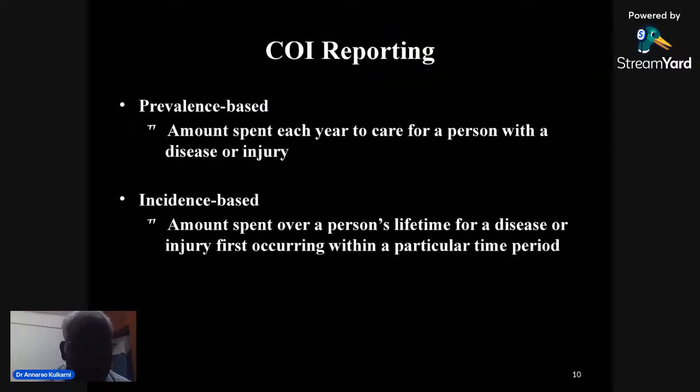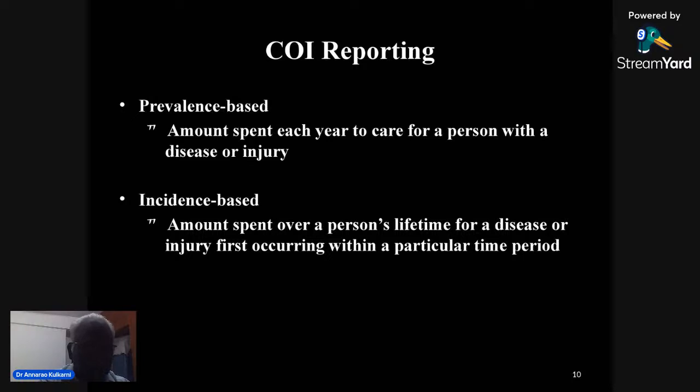Cost of illness analysis can either be prevalence-based or incidence-based. The question underlying the prevalence-based cost of illness analysis is, how much do we spend each year to take care of individuals with a particular condition? Prevalence-based cost of illness analysis includes the total cost of illness or disease within a specified time period, usually 1 year, regardless of when the disease first occurred. In other words, prevalence-based estimates are a cross-sectional view of cost associated with the illness.